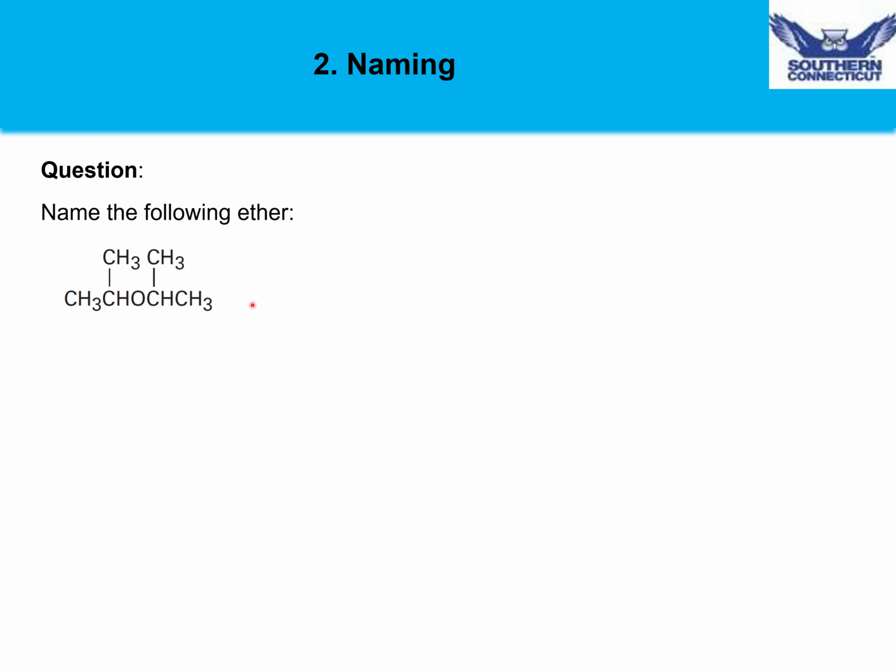In this question, we're going to try to name this ether. Notice we have two isopropyl groups attached to the oxygen. This ether is named as diisopropyl ether since it has two identical isopropyl substituents on the oxygen.